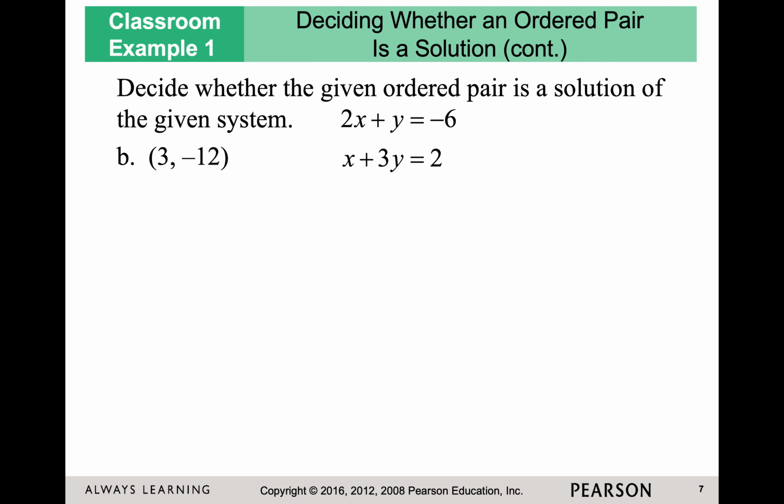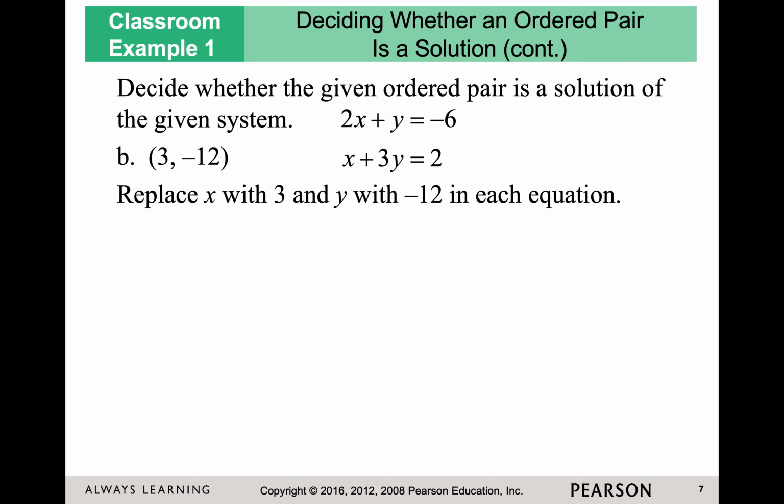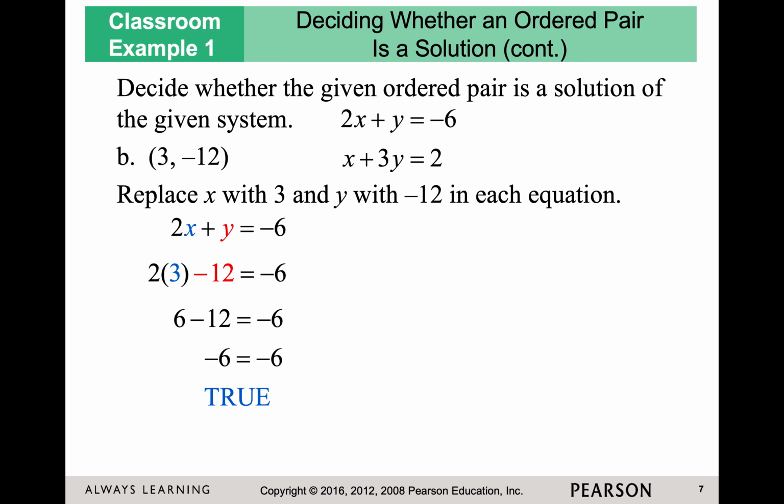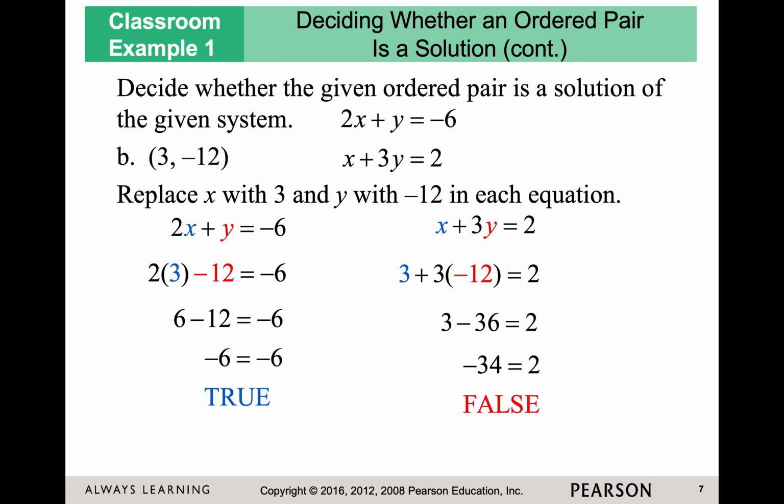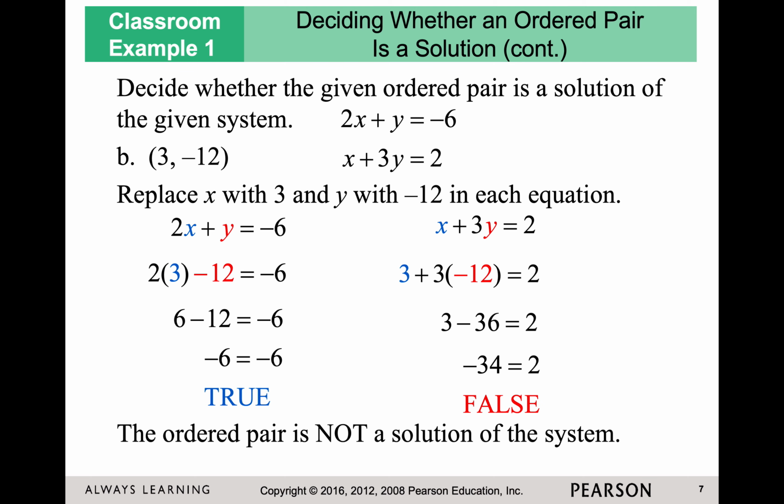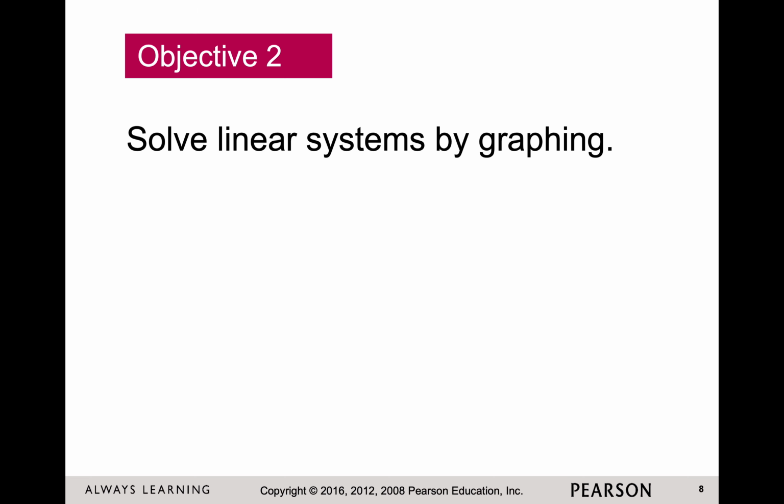If I want to decide whether a given ordered pair is a solution, again, I'm going to replace x and y with those values, and I'm checking to see if it's true. So in the first equation, I do get true when I plug it in. And the second equation, I get false. So what does that mean? If it's false in any one of the two equations, it is not a solution of the system.